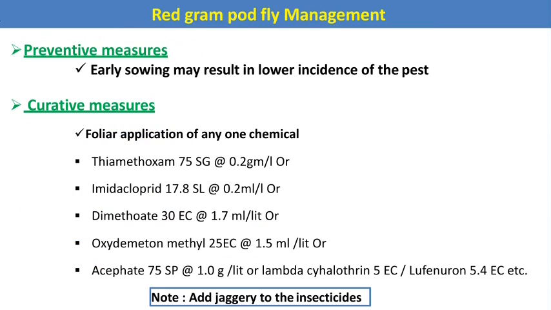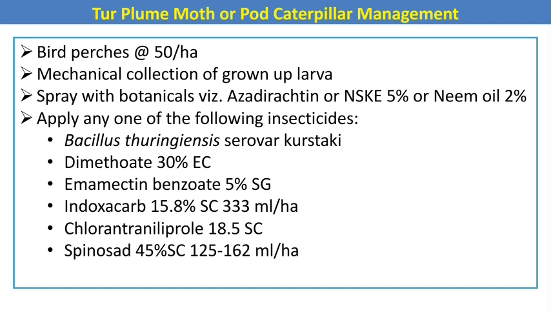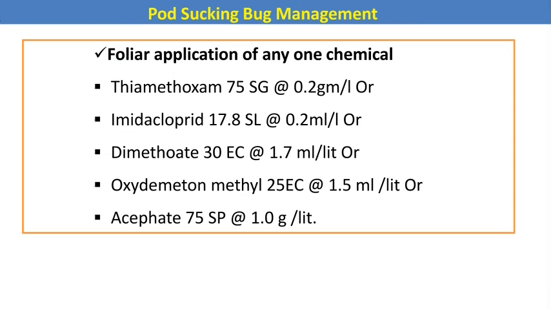These are some of the recommended insecticides against the red gram pod fly. Then for the management of the plume moth, basically we can use Bacillus thuringiensis. It is very effective against the plume moth. Then these are some of the insecticides like dimethoate, emamectin benzoate, indoxacarb, chlorantraniliprole, and spinosad.